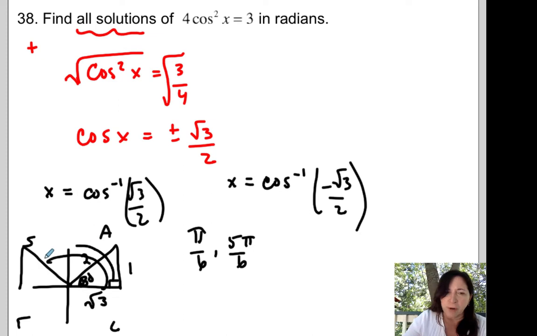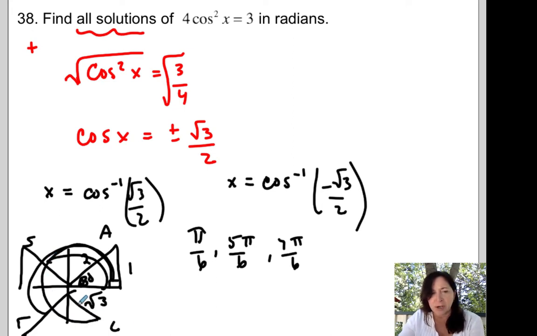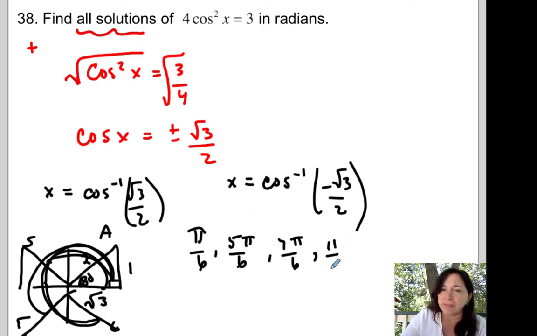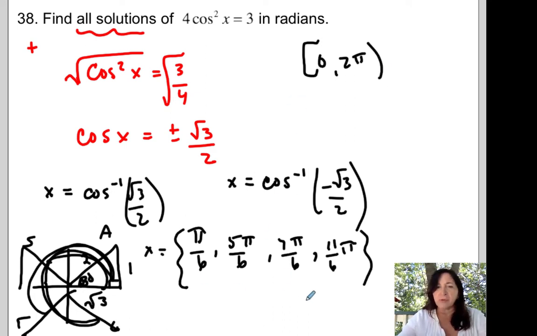We also have in this quadrant 1 and 1/6, so that's 7 pi over 6. And then we have in the last quadrant, all the way down here, is 1 and 5/6. So what's 1 and 5/6? 11/6. So that's 11/6 pi. And because we asked for all solutions, if I had asked for solutions that were from 0 to 2 pi, then this would be my answer.